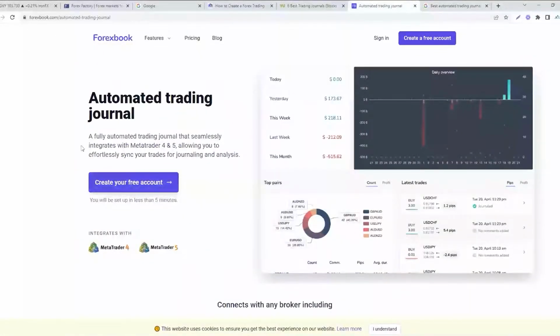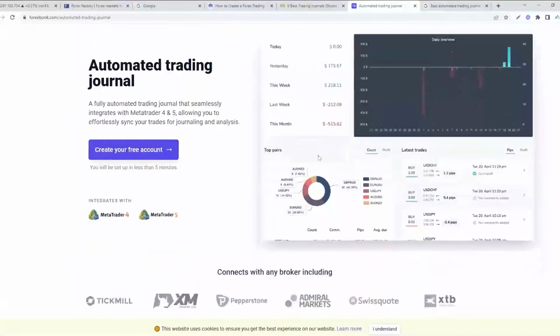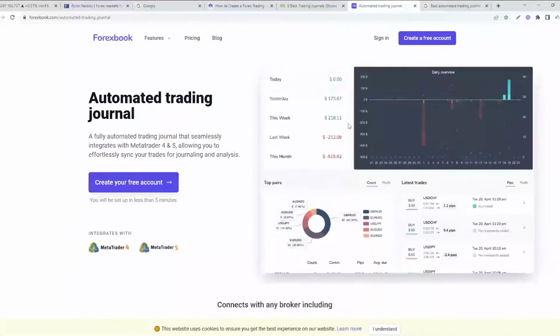So basically, this is a fully automated trading journal that seamlessly integrates with MetaTrader 4 and 5. You're able to sync all your trades for journaling and analysis as well. As you can see, this is the typical dashboard you would see here on Forex Book. It gives you your top pairs, the latest trades, when each was executed, when it was closed, and profits or losses in terms of pips. And you can toggle between pips and profit as well.